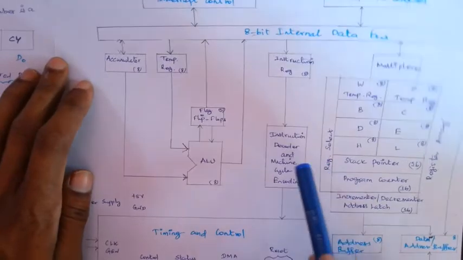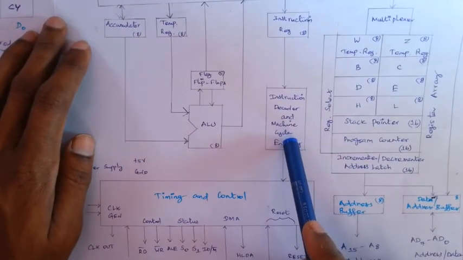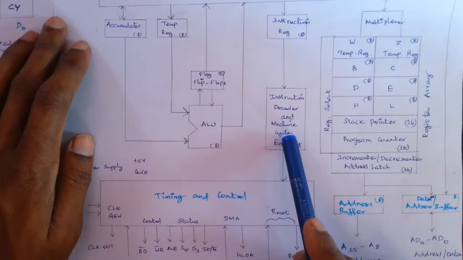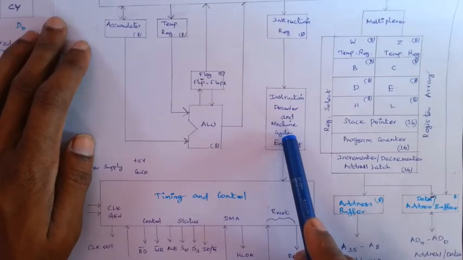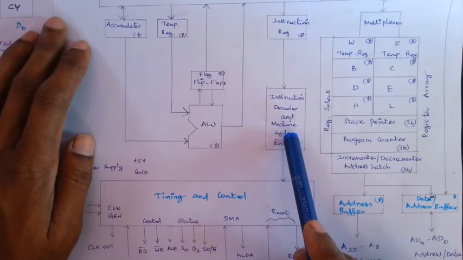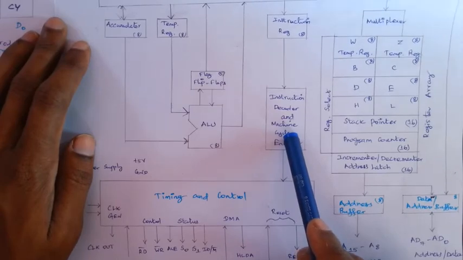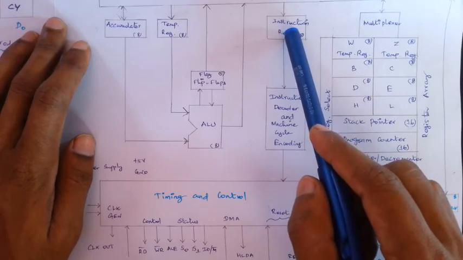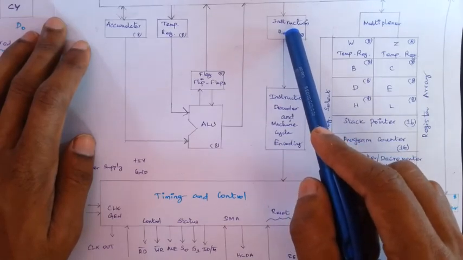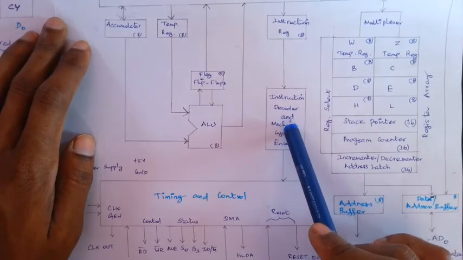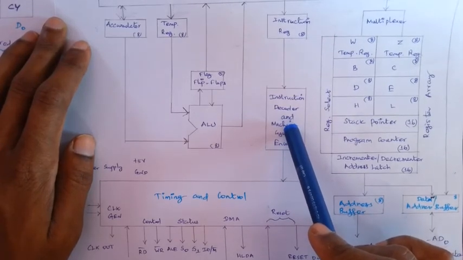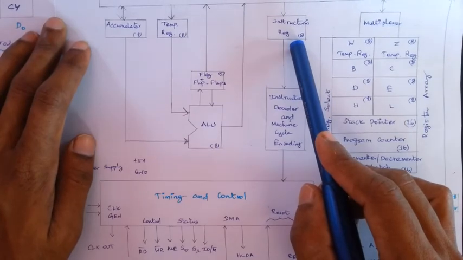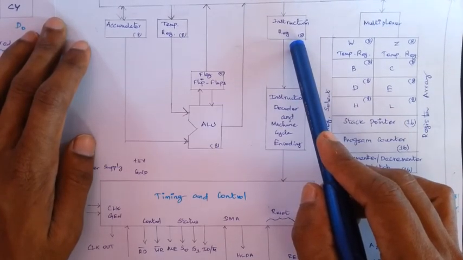Next one is instruction register. The instruction register and the decoder are part of the ALU. When an instruction is fetched from the memory, it is loaded in the instruction register. The decoder decodes the instruction and establishes the sequence of the events to follow. The instruction register is not programmable and cannot be accessed through any instructions.